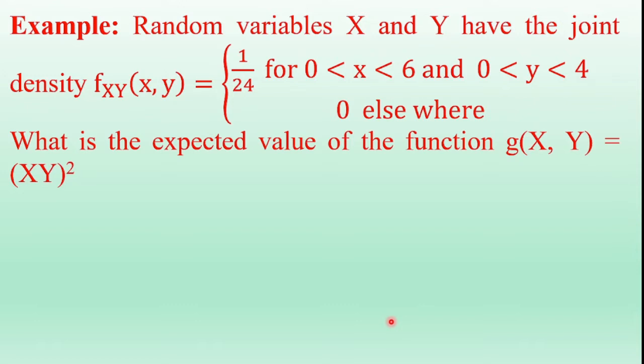In this video, I am going to discuss the expected value of a multiple random variable function example. The example is: random variables X and Y have the joint density function f_XY(x, y) = 1/24 for x = 0 to 6 and y = 0 to 4, and f_XY(x, y) = 0 elsewhere. What is the expected value of the function g(x, y) = (xy)^2?